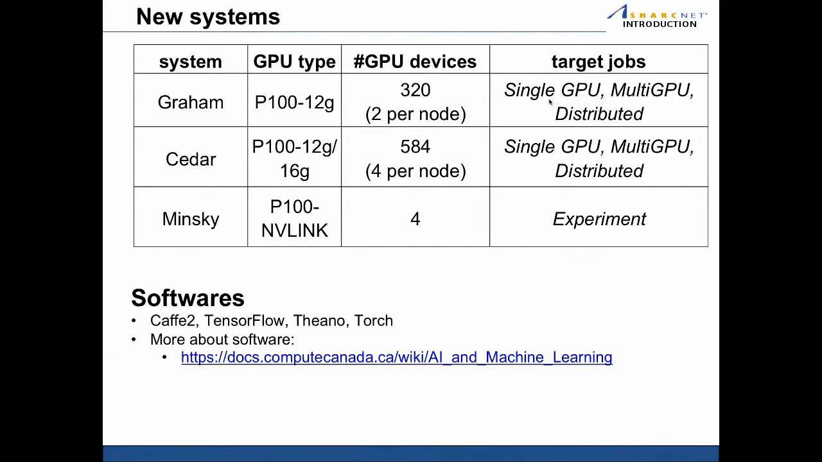Besides this software, for other software like PyTorch or other tools, you can always ask or you can install them yourself. You will find more information about the software on the page I posted here. There is an AI and machine learning wiki page in the Compute Canada wiki, but it's under construction, and we'll put more information in it.